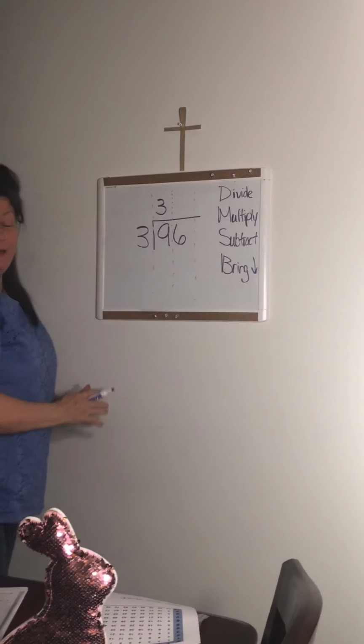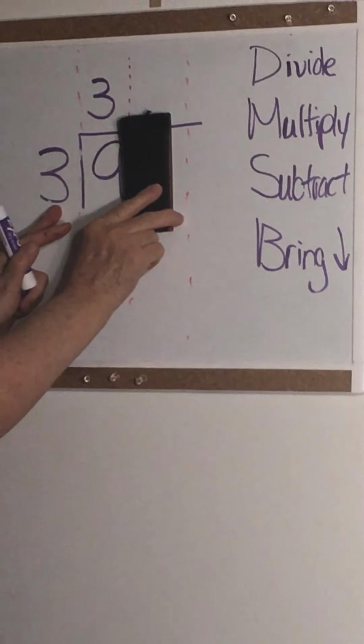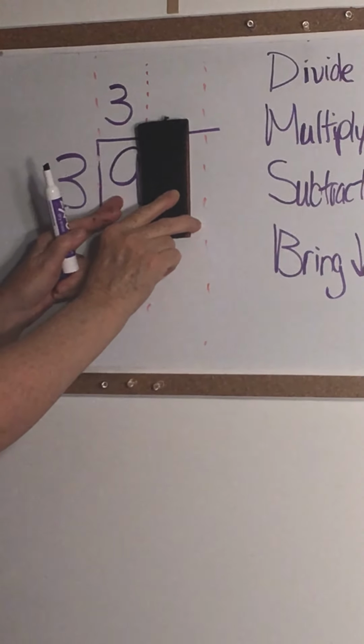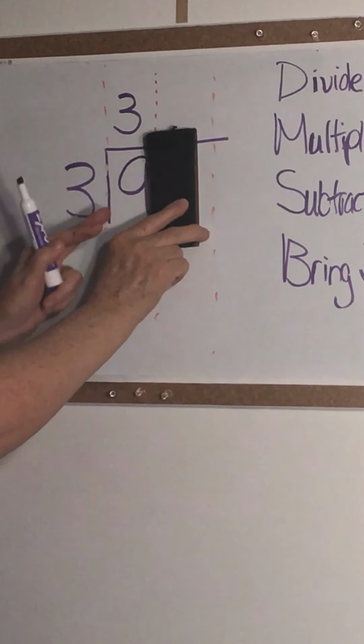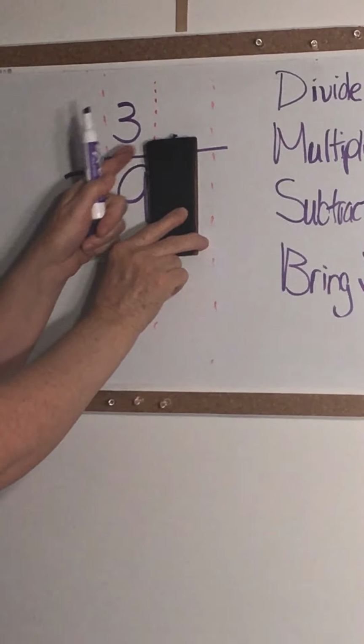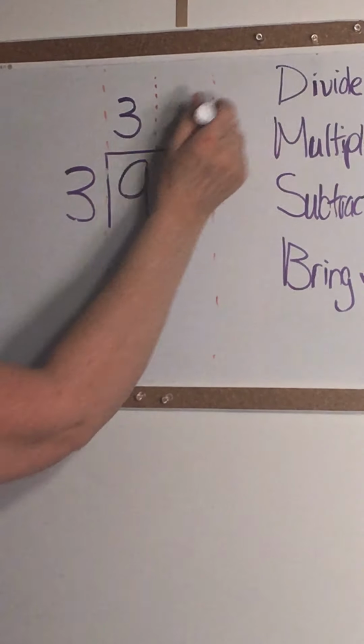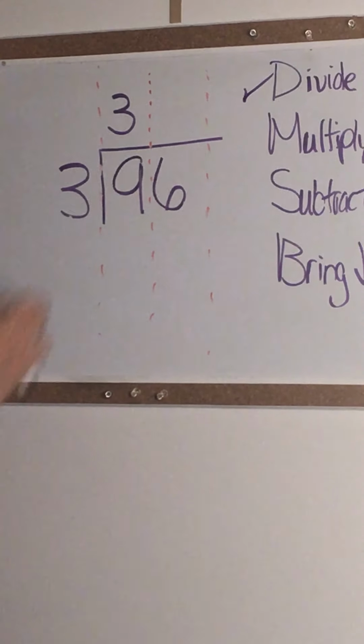So, we did our first step already. We said this number inside here is larger than 3, so we're going to use it, so we're going to divide. So what was our first division problem? 9 divided by 3, and we said it was 3. So we did this already. We divided. What's our second step?